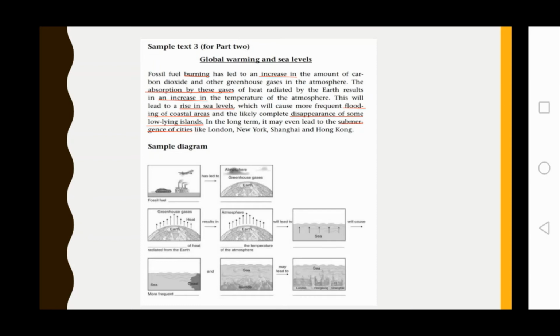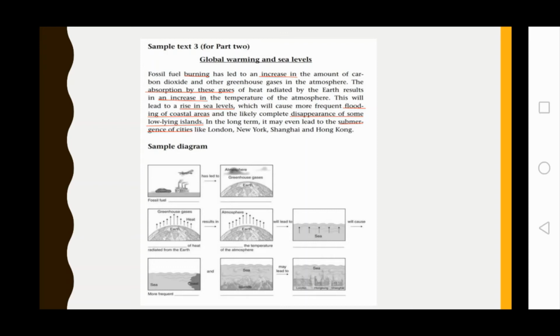We can see in the first box that says fossil fuel, we can find the answer in the first line of the text, underlined in red, and it says burning. The answer to the second box would be increase in, and it's also located in the first line and underlined in red. The answer to the third one would be absorption by these gases. The answer to the fourth one would be an increase in. And the answer to the fifth one would be rise in sea levels.